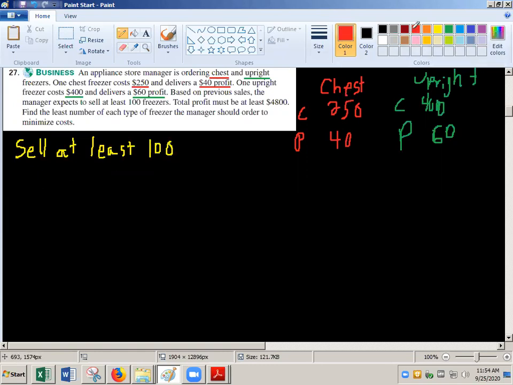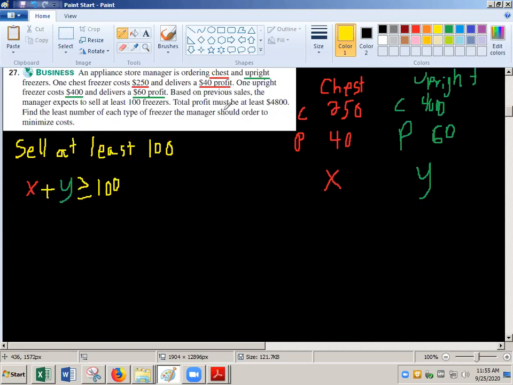So I'm going to start naming variables. I'm going to call the number of chest freezers I have x, and the number of upright freezers I have y. If you want to call them C and U for chest and upright, that's totally fine. I'm just using x and y. We're going to set it up on an XY coordinate plane anyway, so this typically makes a little more sense for folks. So we're going to sell at least 100, which means x plus y is greater than or equal to 100.